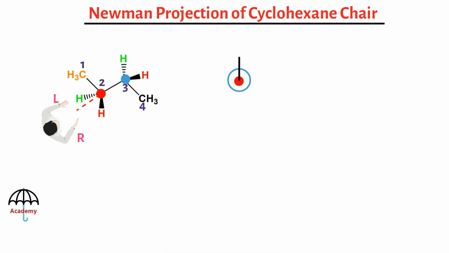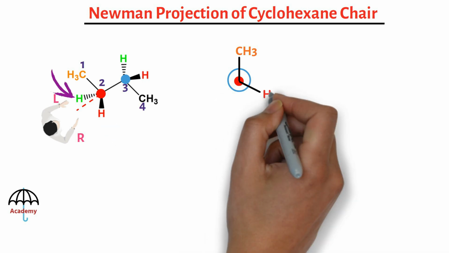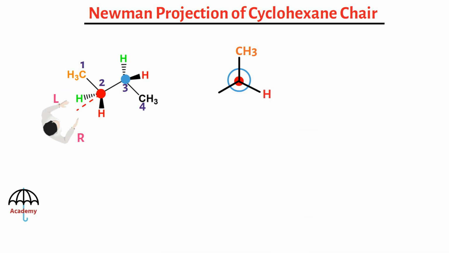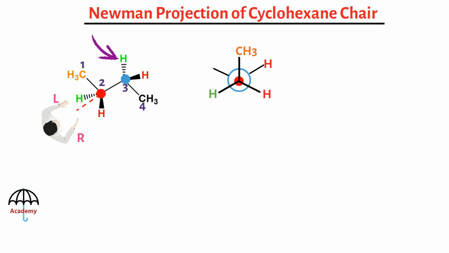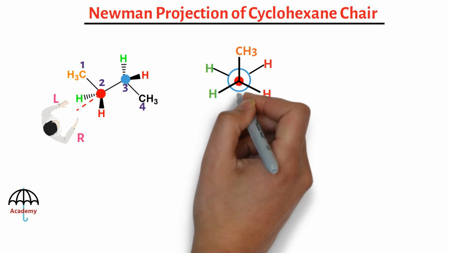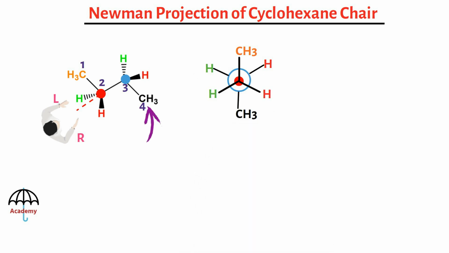The methyl on the front carbon is pointing up, red hydrogen pointing to the right side and green hydrogen pointing to the left side. Back carbon has red hydrogen pointing to the right side and green hydrogen pointing to the left side. And methyl is pointing down. This is C4, C3, C2 and C1. This is the Newman projection.